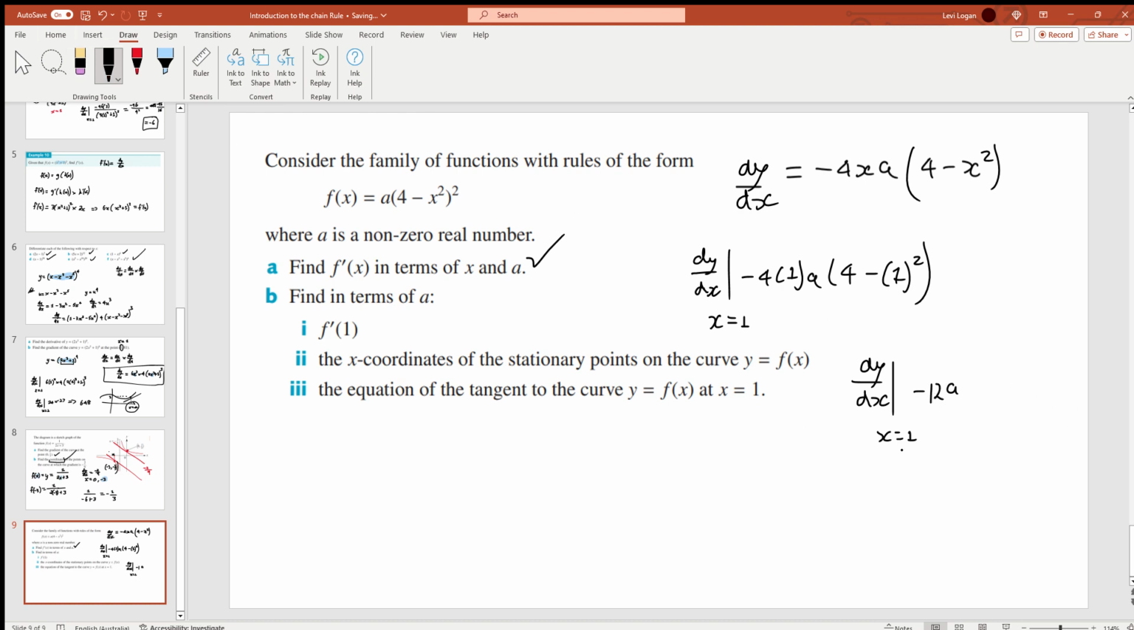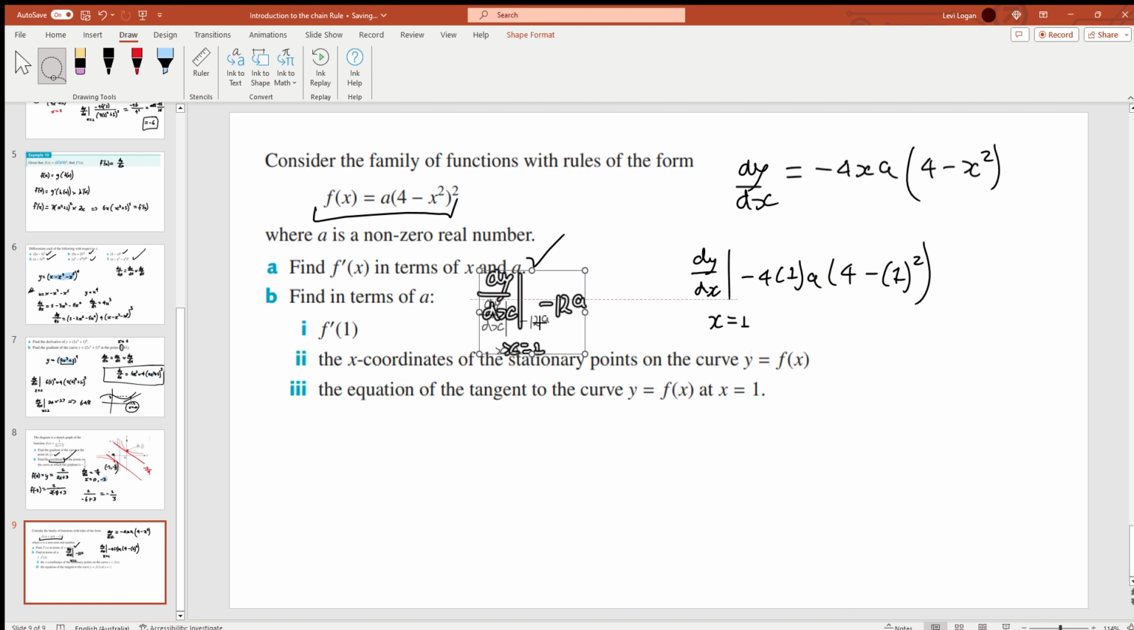So the gradient at x is equal to 1 for this particular function or family of functions is going to be minus 12 times by whatever the value of a is. So that is my answer for question B I. So I'll put that there. And we'll get rid of that.